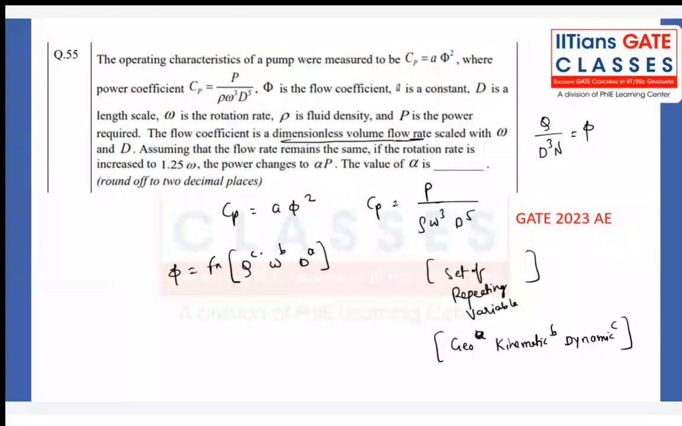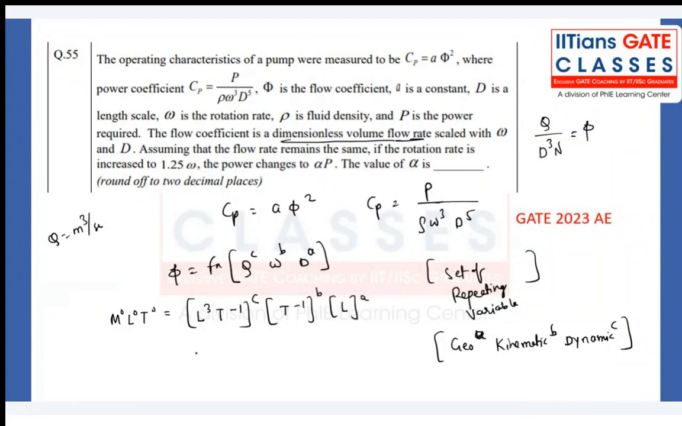So now what you can have, M0, L0, T0. Q is what? Meter cube per second. So what will be the value? L cube T to the power minus 1 to the power c. Omega is what? T to the power minus 1 to the power b, L to the power a. Now when you equate the coefficients, just equate the L coefficient first. a equal to 0.